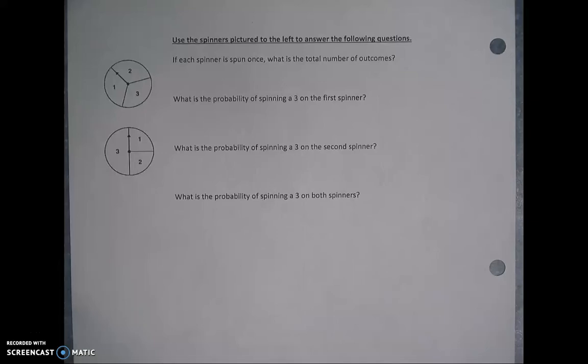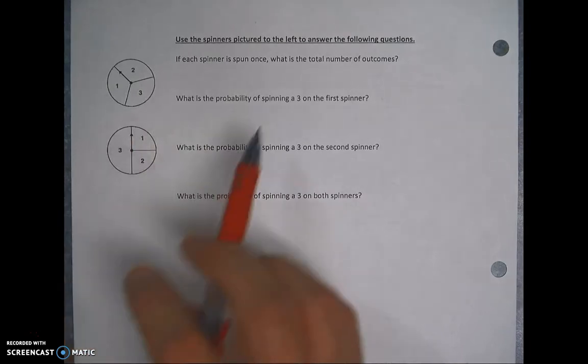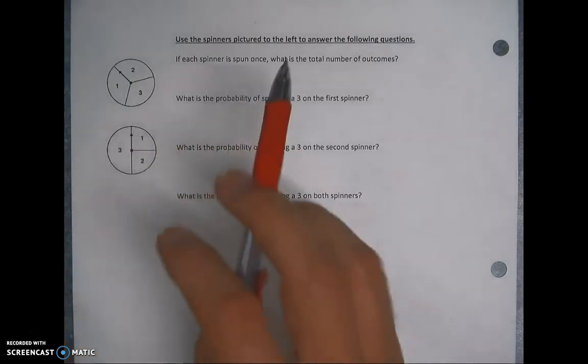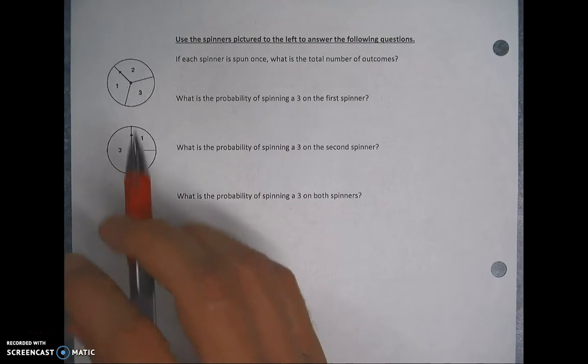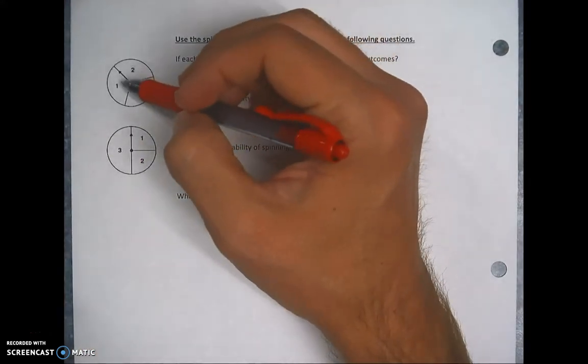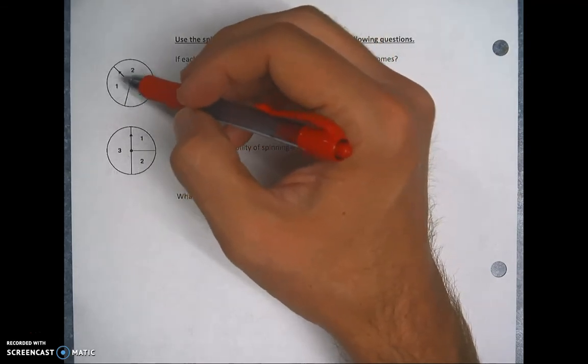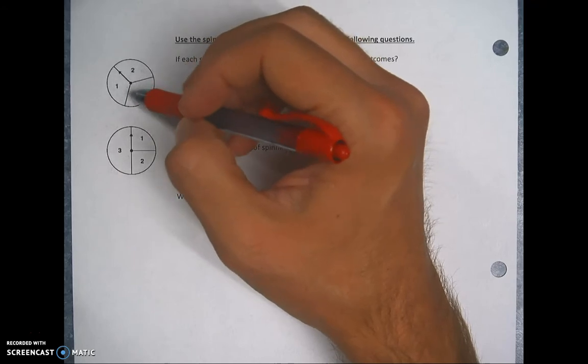All right, let's check and see how you did on this. So we're going to be looking at these two spinners on the left, and we're going to try and figure out how many outcomes there are, and then what's the probability of getting different combinations of numbers. So the first spinner has three different outcomes. You could get a 1, 2, or a 3, and they all appear to be the same probability. They all take up the same amount of space.